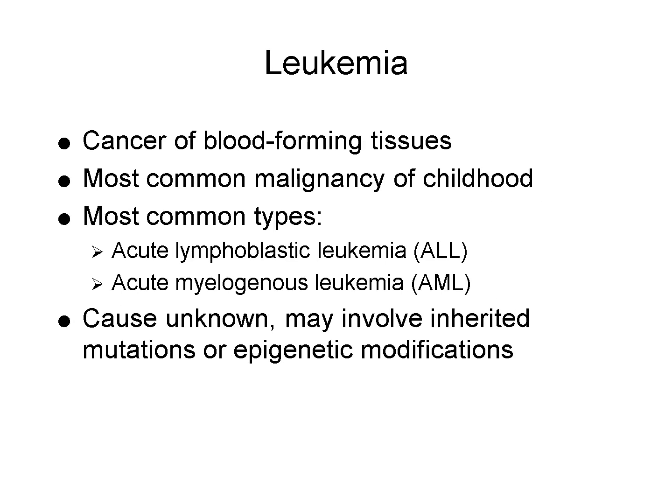Leukemia is the most common childhood cancer, arising from malignant transformation of cells in the bone marrow. The two major types are acute lymphoblastic leukemia, or ALL, and acute myelogenous leukemia, or AML. While the exact cause is unknown, it is believed to involve inherited mutations and epigenetic changes. These mutations impair normal blood cell development and allow leukemic cells to accumulate in the bone marrow and bloodstream.